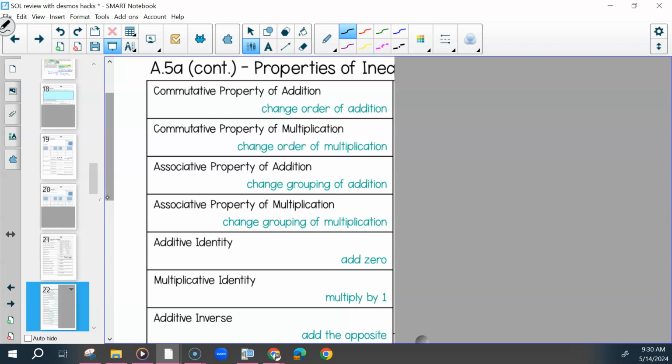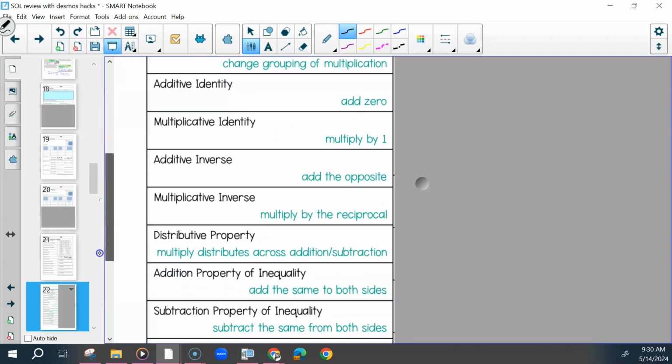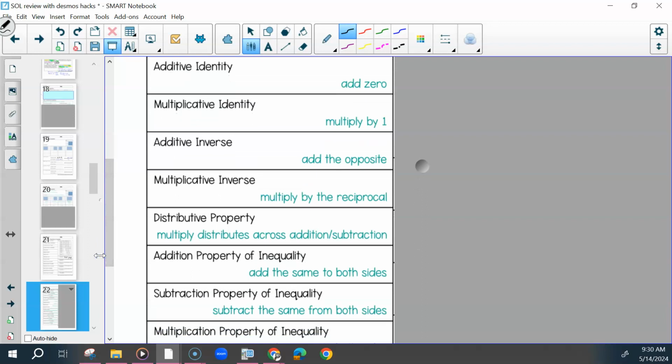So commutative property of equality or equation is just changing the order. Associative is if you see parentheses and you're changing the order. And then these ones are pretty self-explanatory. Add 0, multiply by 1, add an opposite, multiply by reciprocal. All of those should be given. So inequality, they aren't listed, but they're the same thing as equality. So if you go back to that page, all of these are listed.